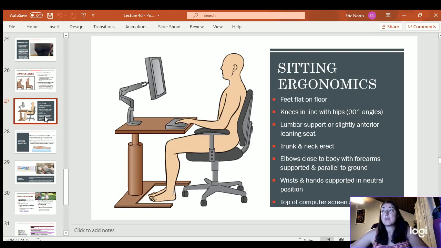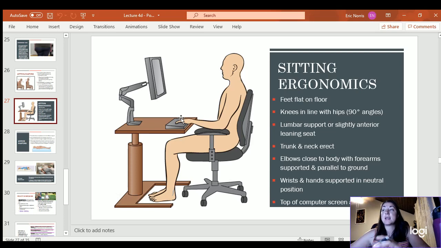So the proper alignment, you want the feet flat on the floor. Knees and hips need to be at 90-degree angles. We certainly want lumbar support or a slightly anterior leaning chair. Of course, mine is extremely posterior, so I'm always leaning forward, which is probably not best for my disc, but the trunk and the neck need to be upright. Again, that's going to place less pressure on the disc. The elbows need to be close to the body and relaxed down towards the side with the elbows bent at a 90-degree angle or parallel to the ground.